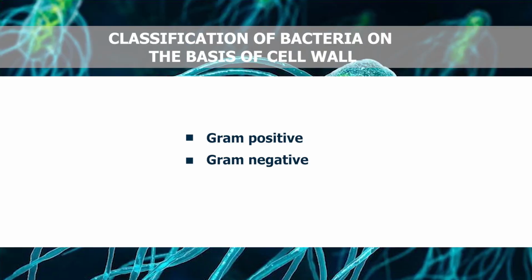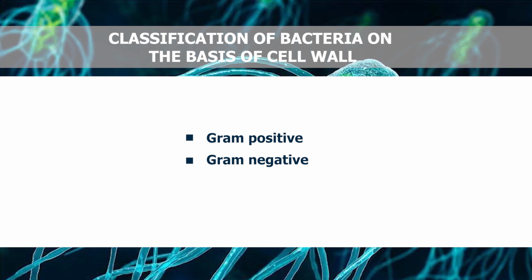According to gram staining, bacteria can be classified as gram positive and gram negative. Gram positive bacteria have a thick layer of peptidoglycan, whereas gram negative have a very thin layer of peptidoglycan. Gram positive bacteria have teichoic acid, whereas it is absent in gram negative. Gram positive bacteria are so called because they retain the gram stain and appear violet under the microscope, whereas gram negative bacteria cannot retain the gram stain and appear pink under the microscope due to safranin as counter stain.